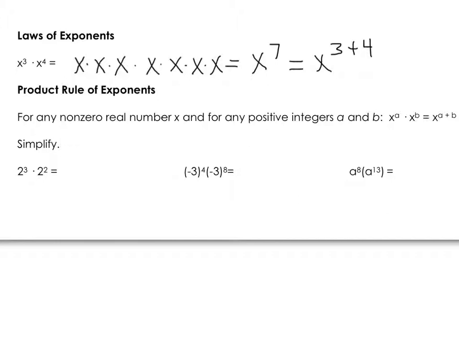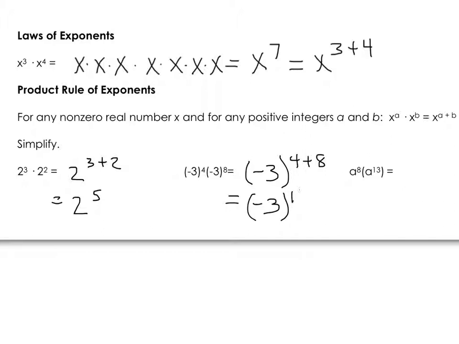2 to the third times 2 squared is 2 to the 3 plus 2. Add the exponents. The bases are the same. We can add the exponents. 2 to the fifth. Negative 3 to the fourth times negative 3 to the eighth is negative 3 to the 4 plus 8. That's negative 3 to the 12th.